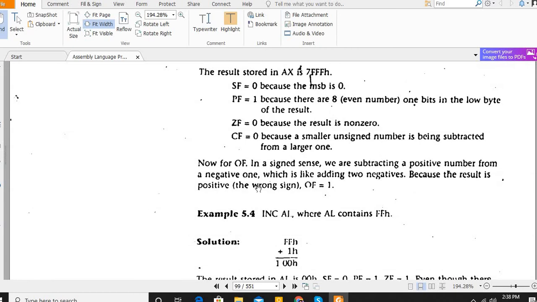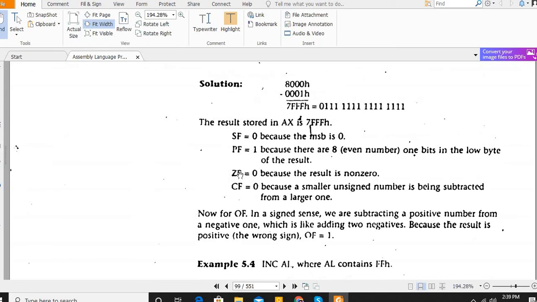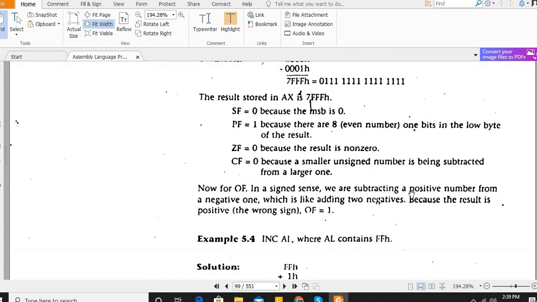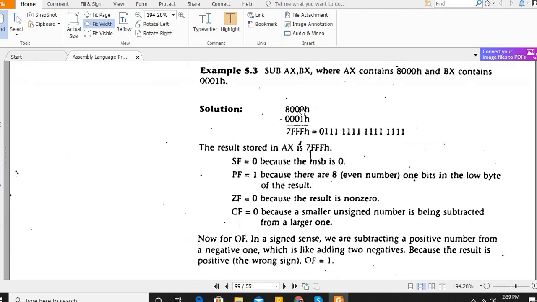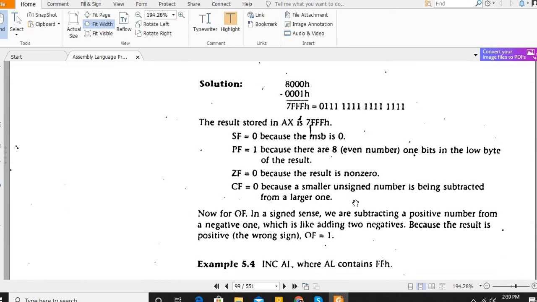Now the overflow flag is 1, you see. If you analyze it in a sign sense, we are subtracting a positive number from a negative number, because your 7FFF, sorry, yes, because you are subtracting a positive number from a negative one, which is like two negatives. That means 800 is a negative number, and minus 001 means it is also already a negative number.